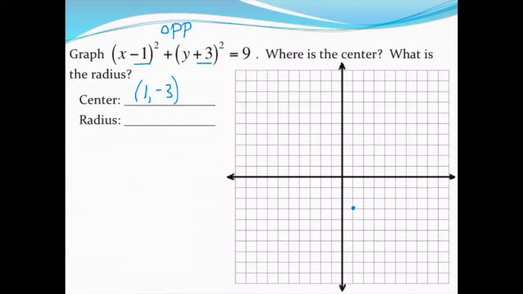Next up, I'll find the radius. Remember, this number represents our radius squared, so to find the radius, I'll take a square root. The radius of this circle is going to be 3. So from that center point, let's count 3 spaces to the left and to the right, and then also count up and down 3 spaces. And then we'll do our best to make a nice rounded circle between those points.